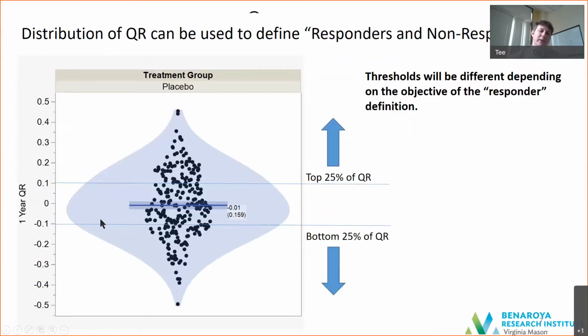This figure simply shows the kind of natural variability you can expect in QR. So these are all 300 subjects across the 9 studies in the placebo groups. And what you see is that about 50% of the data lies between 0.1 and negative 0.1. So naturally, the top quartile, or top 25%, is above 0.1 and the bottom is below negative 0.1. And the point here is that you can define thresholds of so-called responders or non-responders based on this distribution of what you would expect to see in a group of subjects if they were not on treatment.